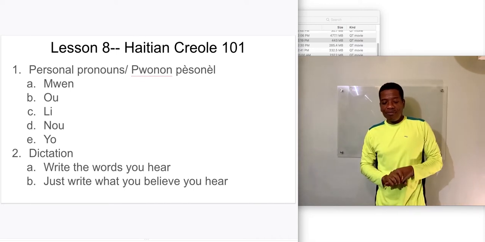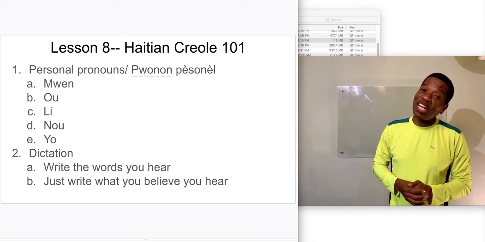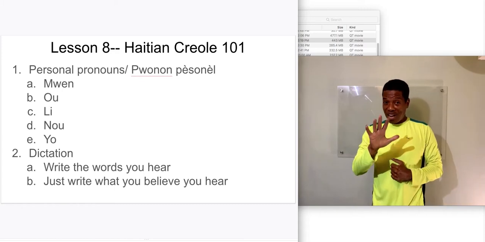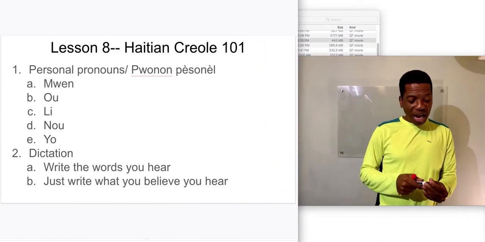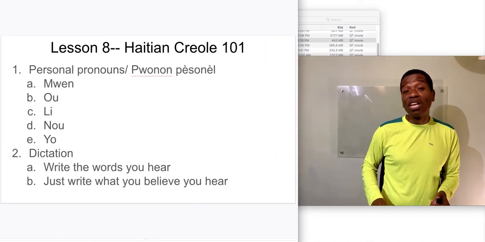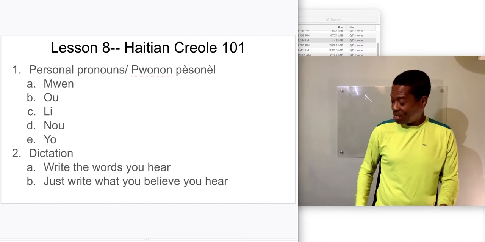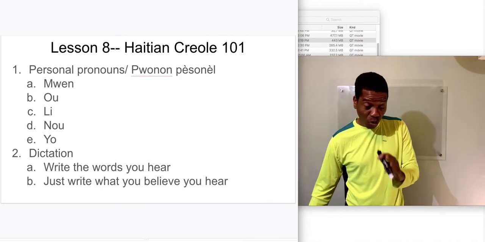Now, you can see that just like in English, we have 5. Usually, in the other languages, we have 6. Like I know in French and Spanish, we have 6. But in English and Haitian Creole, we have 5.